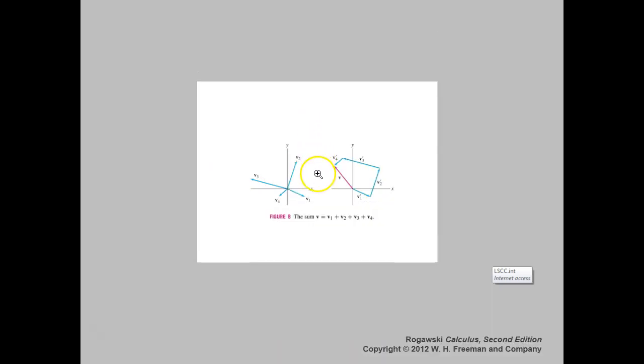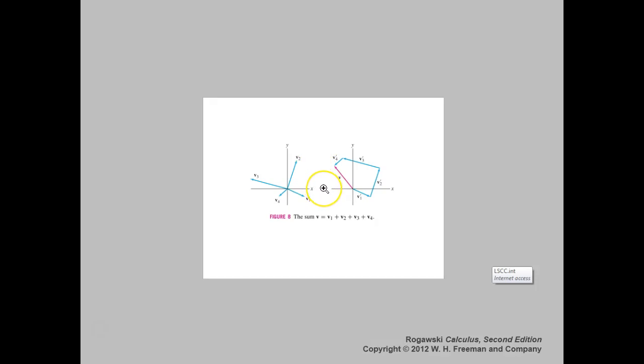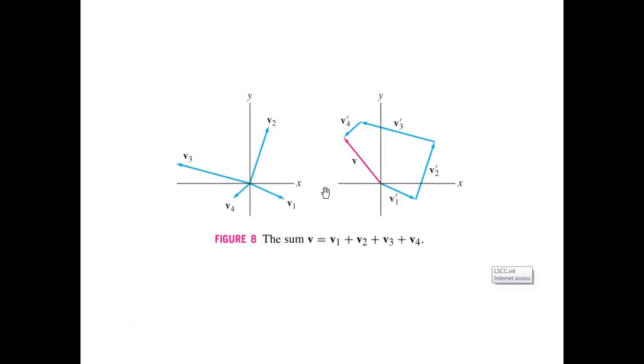Now, what if you had a whole passel or half a passel of vectors? Goodness gracious, my eye hurts. I don't know why.